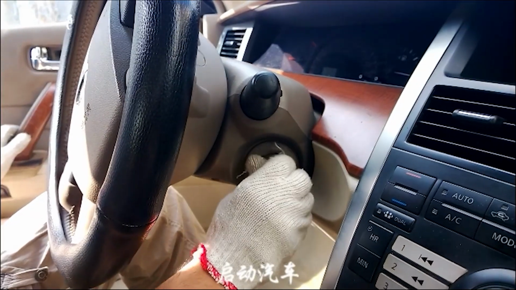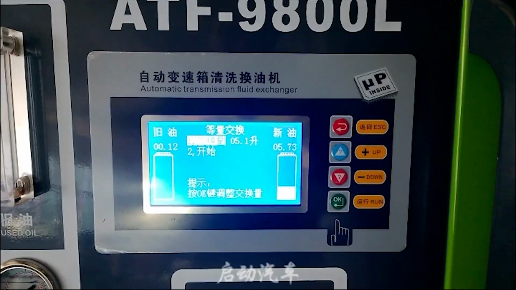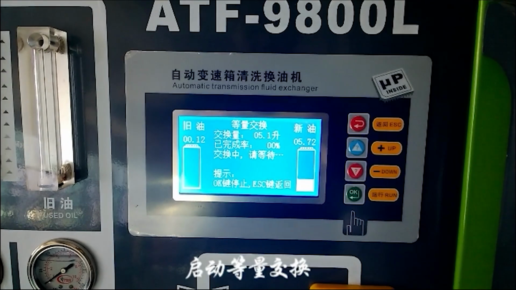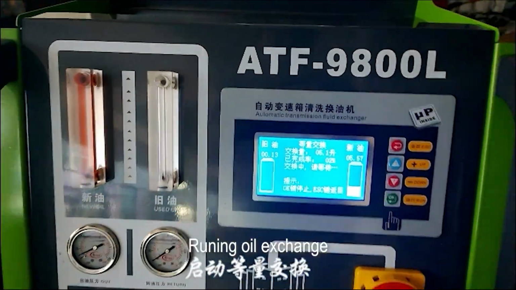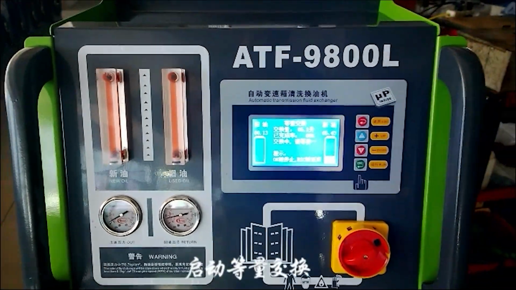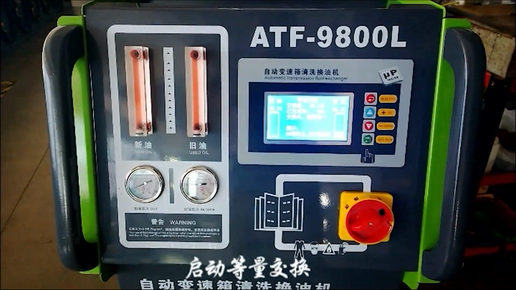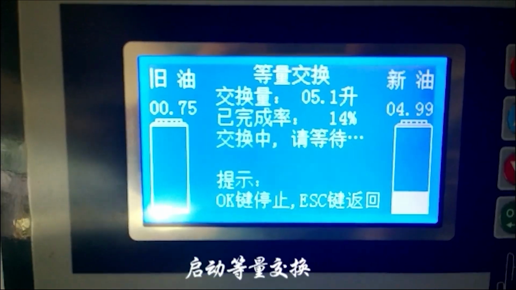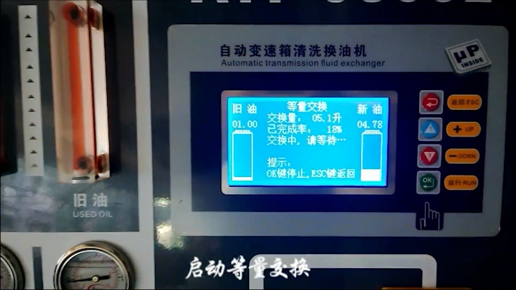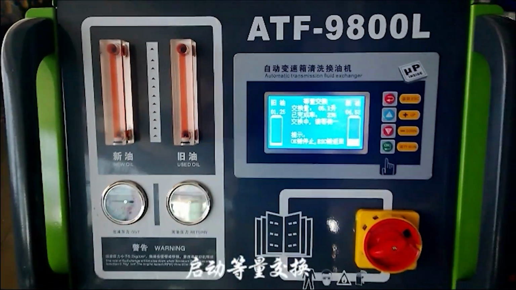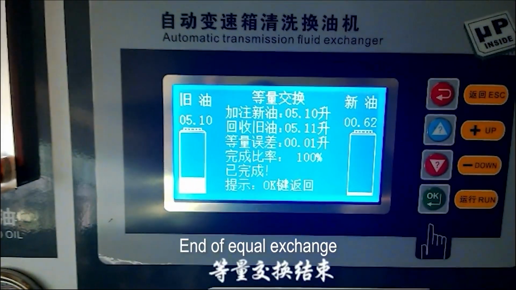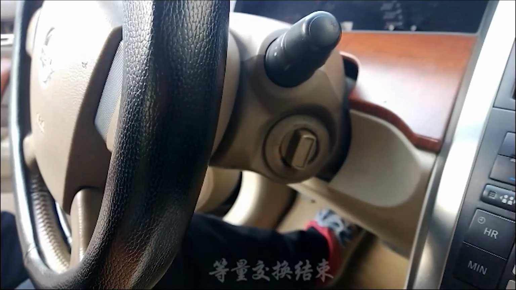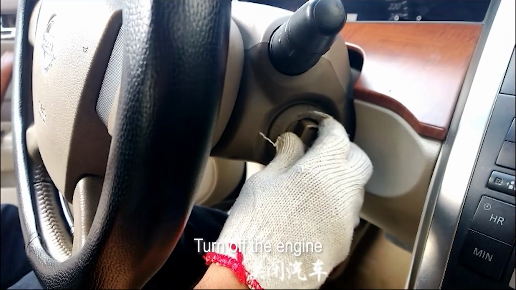Start the engine. Running oil exchange. End of equal exchange. Turn off the engine.